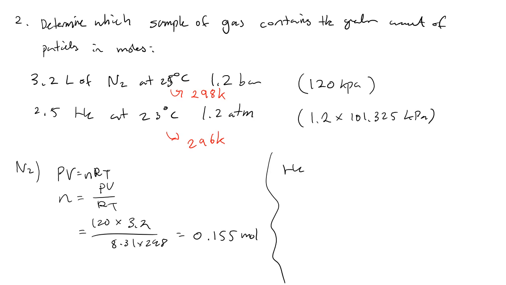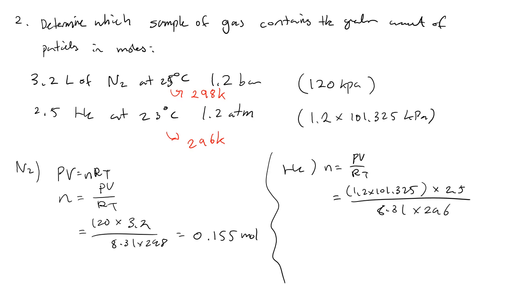For the helium now, we can skip that step. n equals PV over RT. PV, so pressure times volume, is equal to 1.2 times 101.325 times 2.5 over 8.31 times 296. And that's equal to 0.124 moles. Therefore, we can conclude that the nitrogen sample has a greater amount of particles in moles.